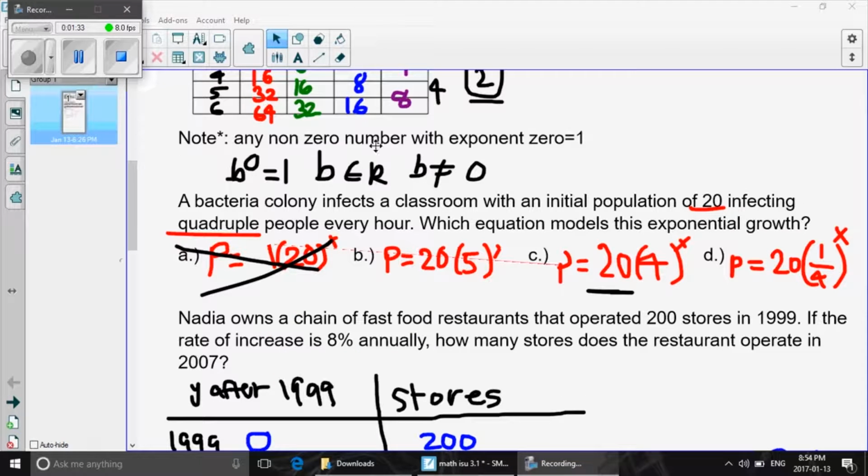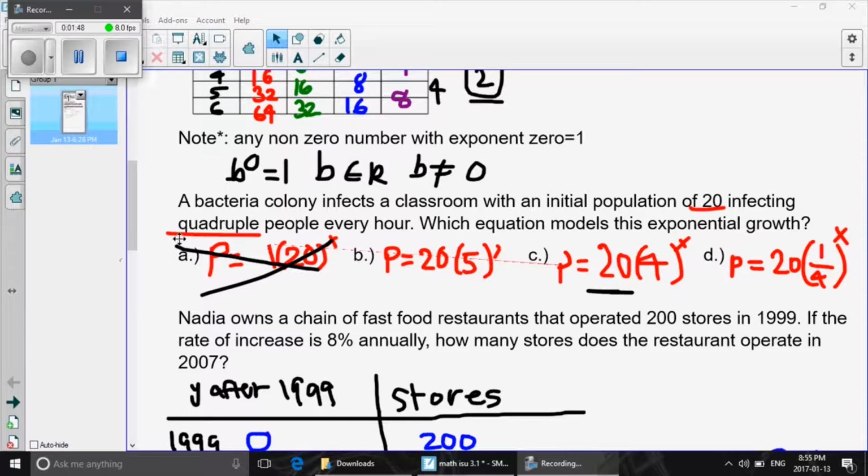So I want you guys to note that any non-zero number with an exponent of 0 is equal to 1. So for example, b to the power of 0 is equal to 1 if b is in R, so b is any real number, and of course b cannot be equal to 0.